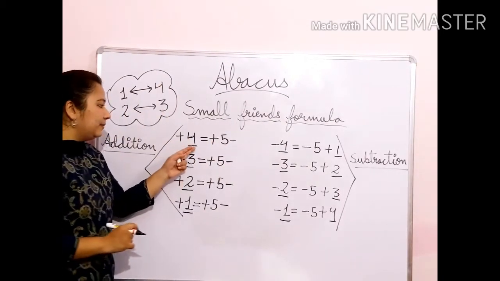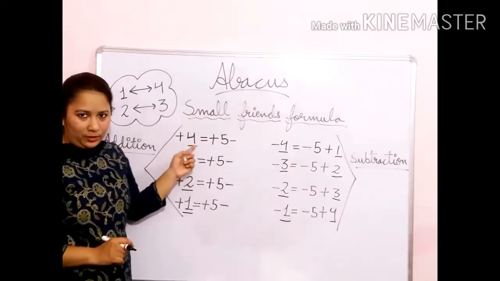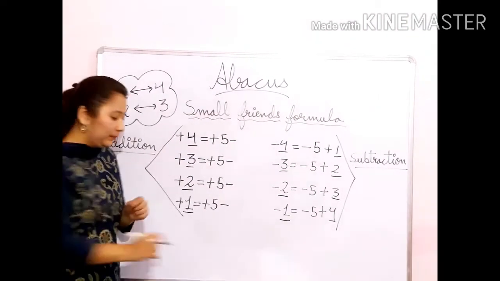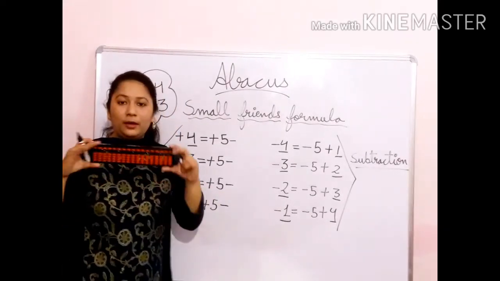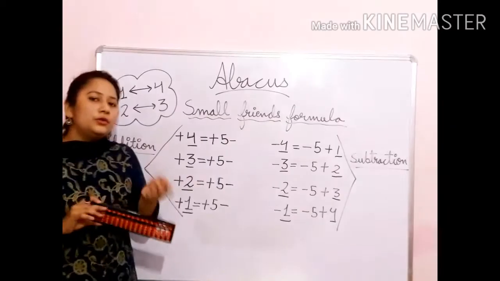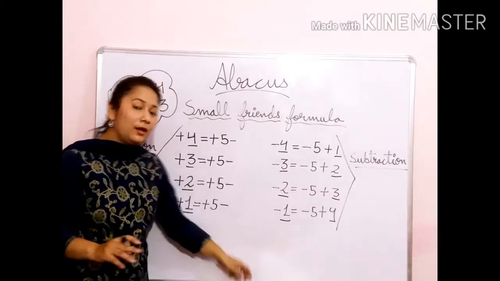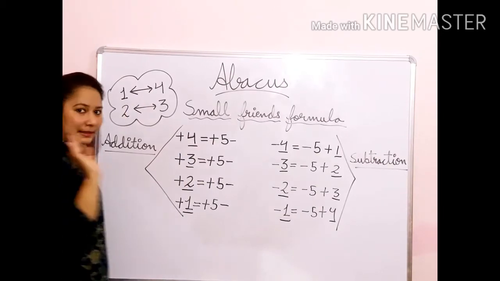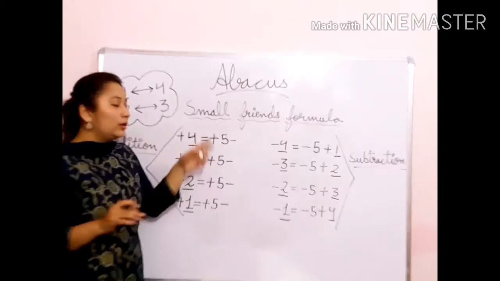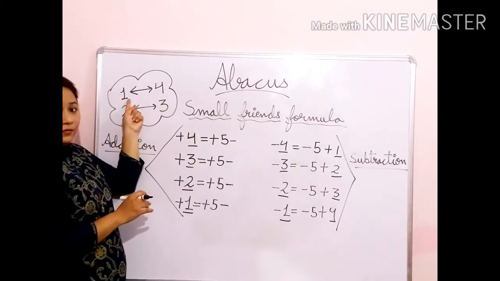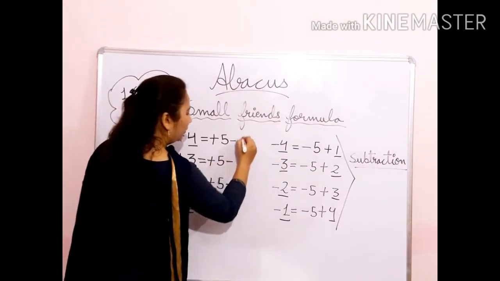Now, see, you have to do plus 4. Now, the bead is not there in your abacus tool. In this abacus tool, the bead is not there. So, you have to add plus 4. Now, how will you add plus 4? What is the formula? See, plus 5 is common. It will be there. It's permanent. Now, 4 is the friend of 1. So, with 4, 1 will be there.